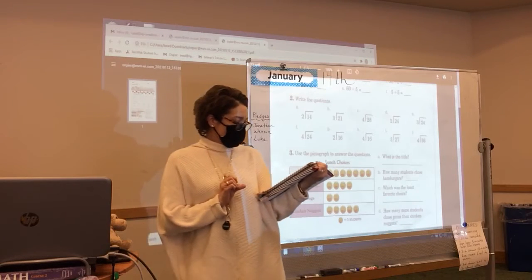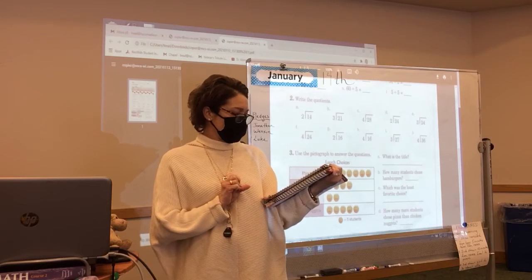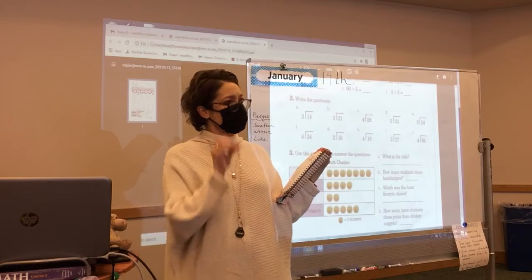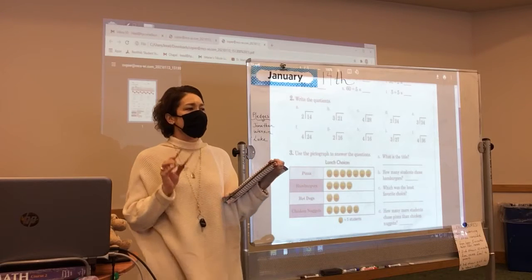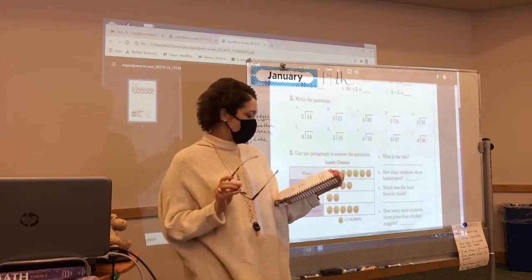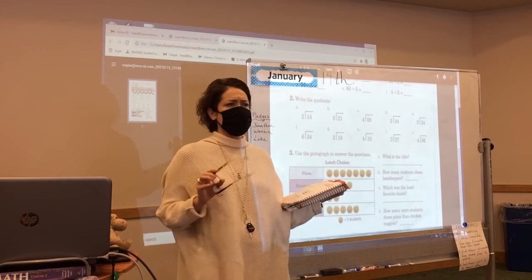So, which was the least favorite choice? I would have to agree with this pictograph. I know, I would disagree. Sorry for those who enjoy these. Not my favorite, especially out of all these choices.